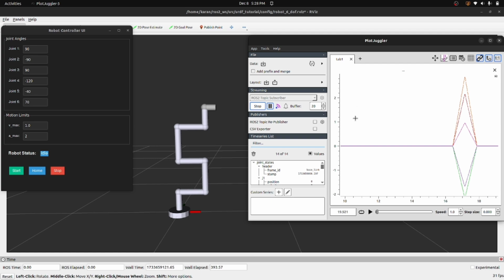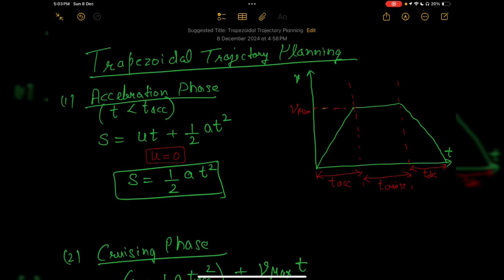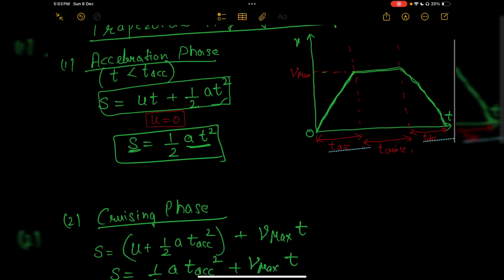Now we'll start the mathematics behind this trapezoidal velocity profile. When we are following a trapezoidal velocity profile, it means that the velocity will have three phases: the acceleration phase, then a constant velocity phase, and then a deceleration phase. We will use simple equations of motion. The equation of motion states that s = ut + ½at². In this phase the velocity starts from 0, so the equation becomes s = ½at². This is the basic equation we will use during the acceleration phase.